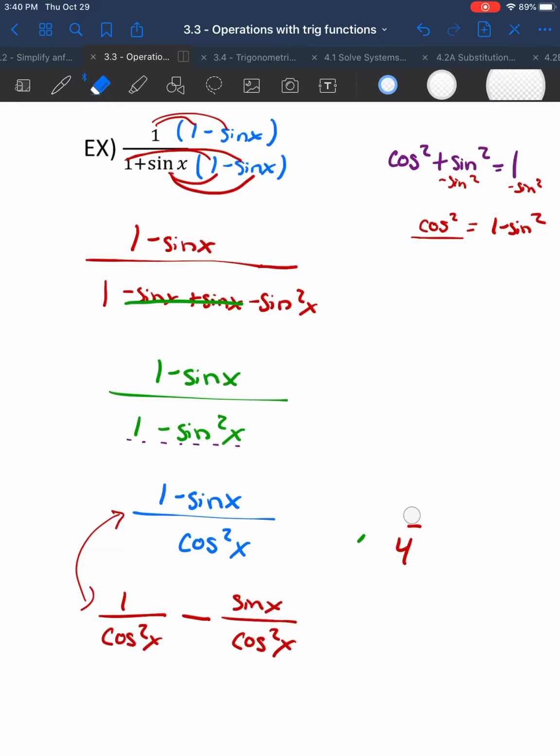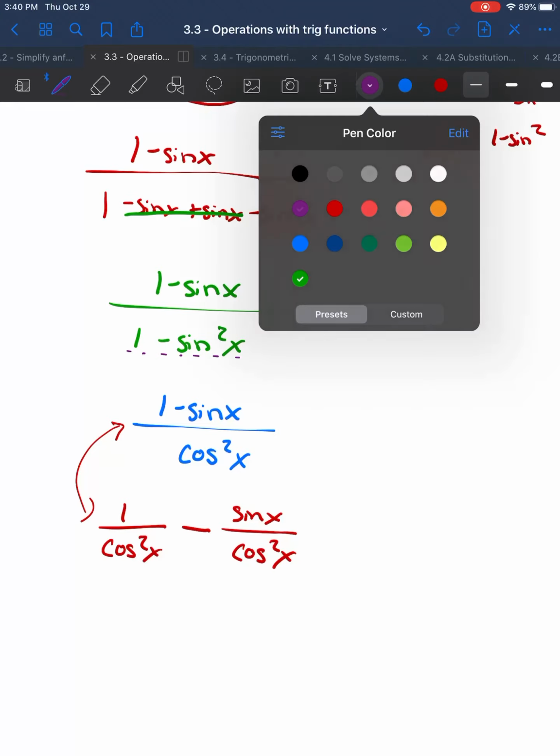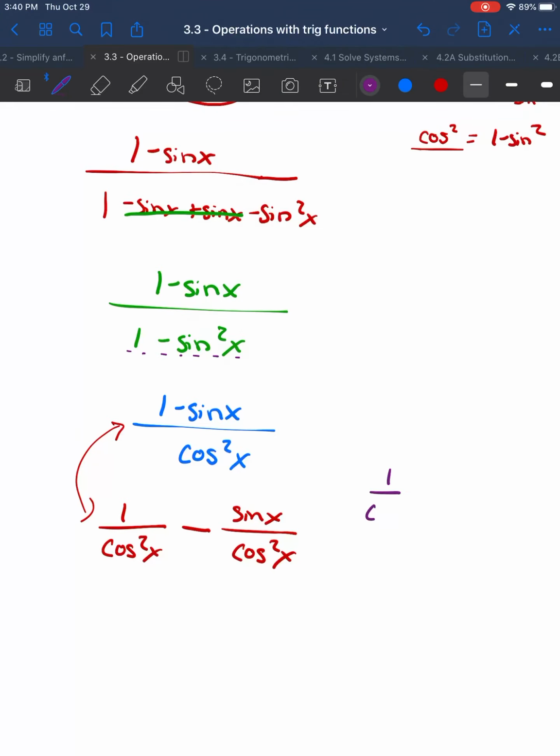But since we're ultimately wanting to simplify, I'm separating them out because now I have 1 over cosine squared. Well, there's an identity that 1 over cosine is equal to secant. So 1 over cosine squared would be equal to secant squared.